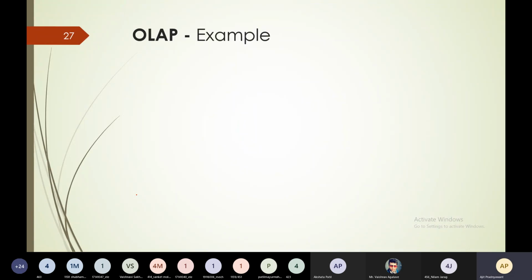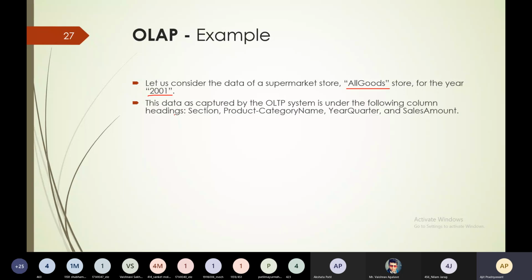So this is another example of OLAP. Let us consider data of a supermarket store, All Goods. This is the name of the supermarket, All Goods. This is the data for the year 2001. This data is captured by the OLTP system and is under the following column headings: section, product category name, year, quarter, and sales. So actually these are the headers of the data. You can imagine this is a table and these are the headers. First is section, next is category name, next is year quarter, and next is sales amount.